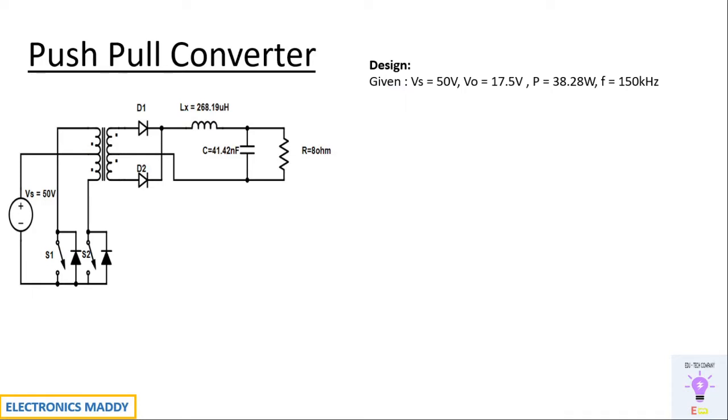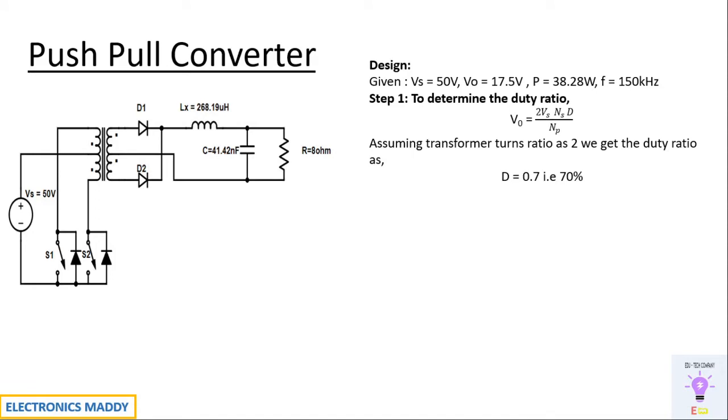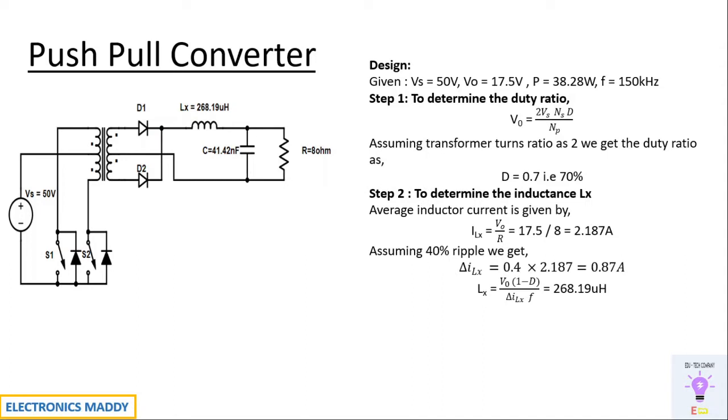The design basically contains the following assumptions. Every design needs certain assumptions to be made. So the first step is to determine the duty ratio. We will be determining it by the formula. We are assuming the turns ratio to be 2 in order to calculate it. Once we have that, the next step is to determine the inductance value. We are assuming 40% ripple current. So we'll be getting an inductance of 268.19 microhenry in this case.